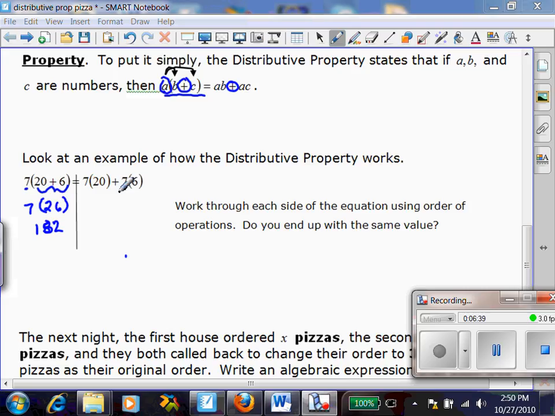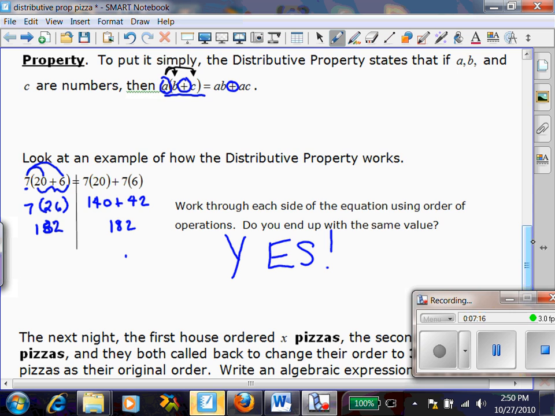Okay, so let's take this side. We do order of operations here. We have 7 times 20 gives us 140, and 7 times 6 gives us 42. 140 plus 42 will give us 182. So you can see we end up with the same exact answer if we do order of operations here and add inside the parentheses, or if we have already distributed it. So if you remember, 7 times the 20, that's this, and then 7 times 6, which is over here. So this is a big fat yes.